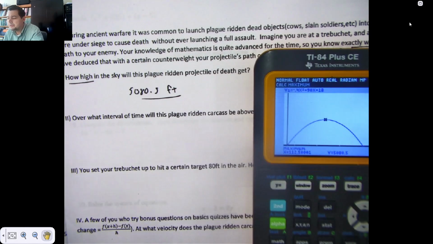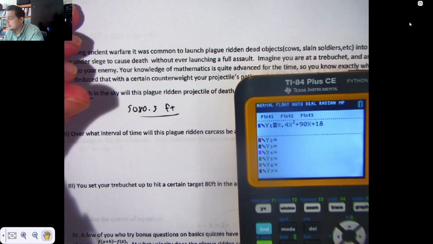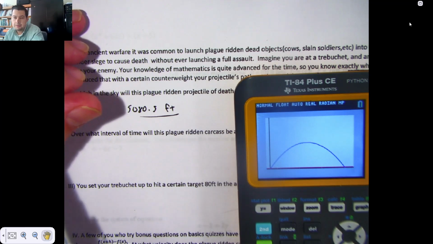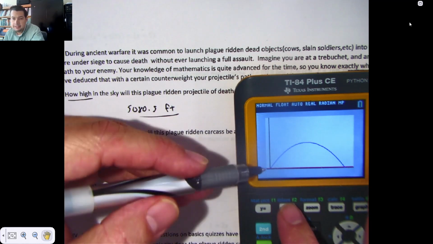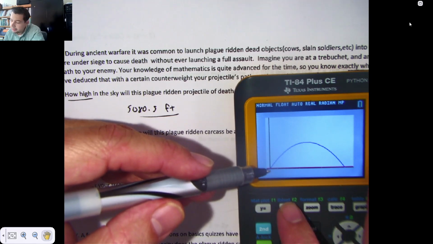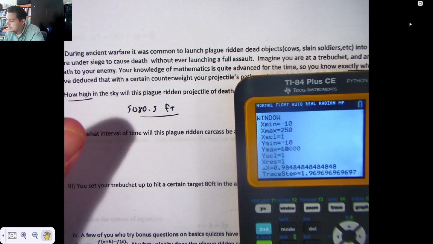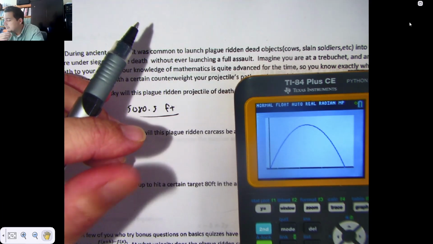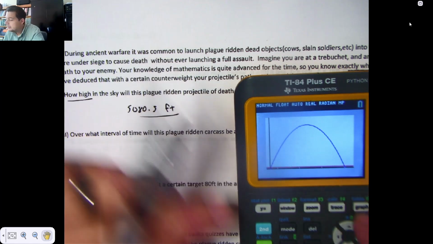All right, over what interval of time will this plague-ridden carcass be above 200 feet? I go to Y2 and I put a 200 in. Then I hit the graph key because my window's already perfect. And I'm actually going to have to, you can kind of see it drew it down there at the bottom. It's red on yours if you're playing along. I'm actually going to have to scale back to about 6,000. So I can actually see that red line. There she is. Kind of hard to see, but she's right down there at the bottom.